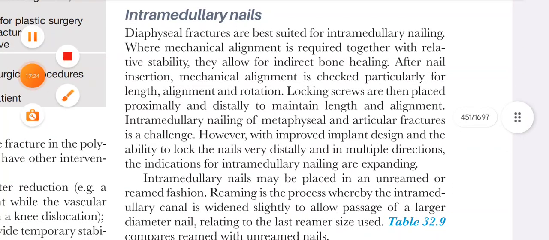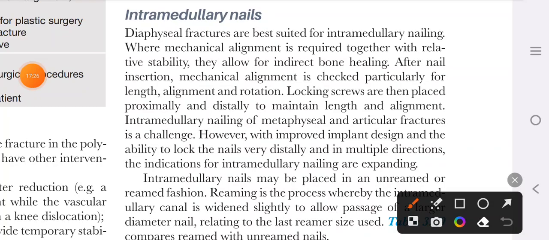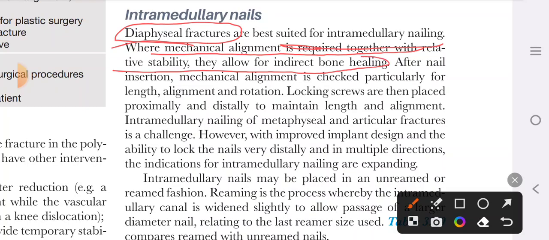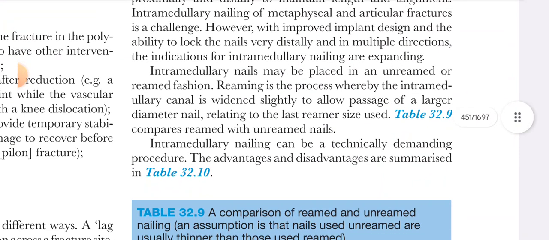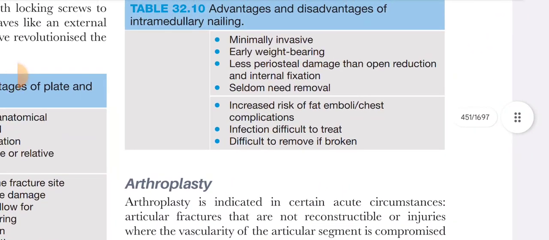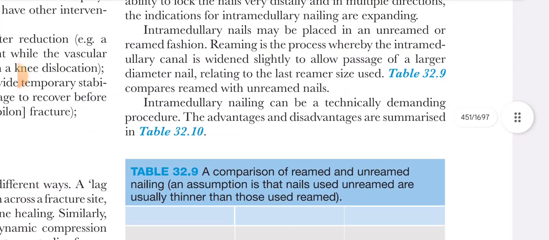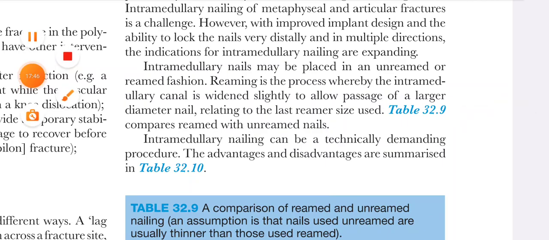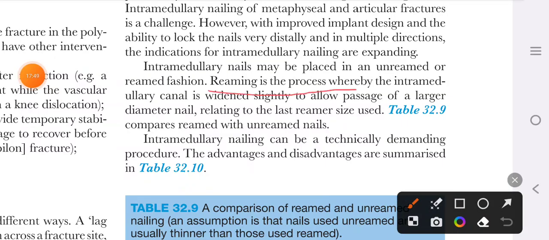Coming to intramedullary nails. IM nails are best suited for diaphyseal fractures where mechanical alignment is required together with relative stability, allowing indirect bone healing. IM nails can be placed in an unreamed or reamed fashion. Reaming is the process whereby the intramedullary canal is widened slightly to allow passage of a larger diameter nail.